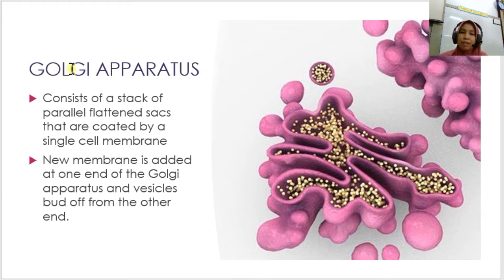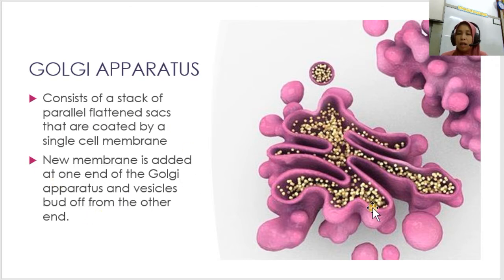Golgi apparatus. So this is the structure of the Golgi apparatus. It consists of a stack of parallel flattened sacs that are coated by a single cell membrane. A new membrane is added at one end of the Golgi apparatus and vesicles part off from the other end.